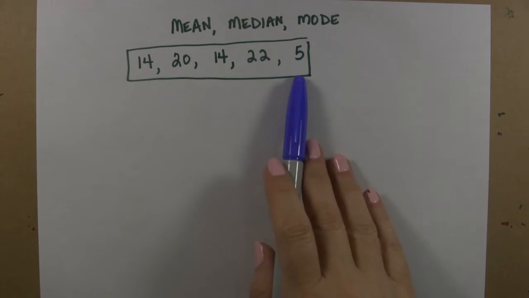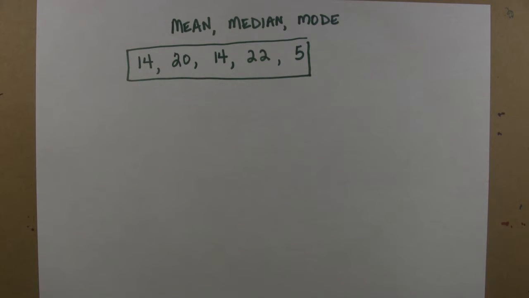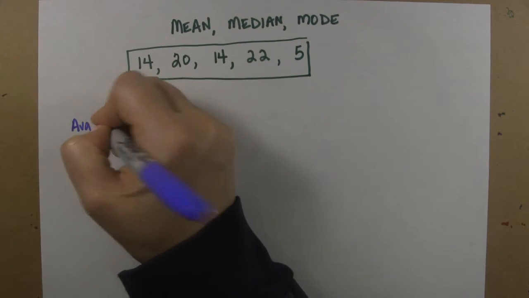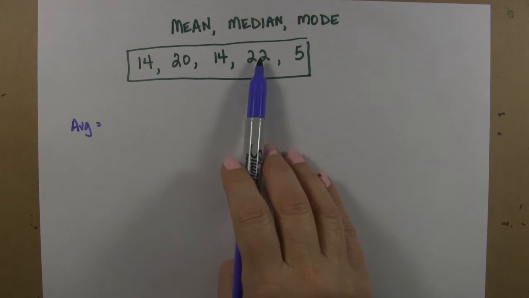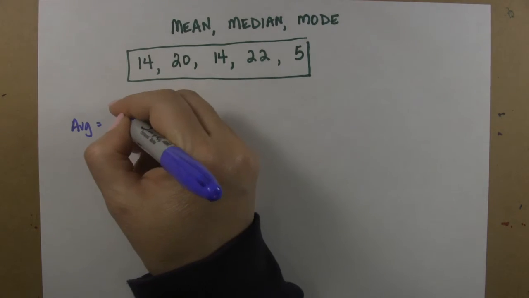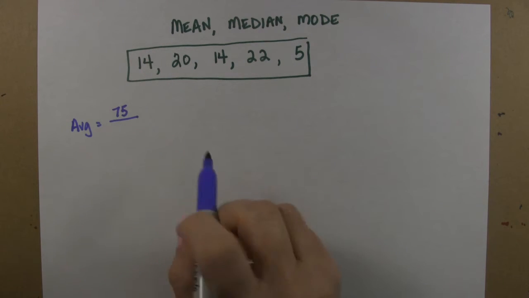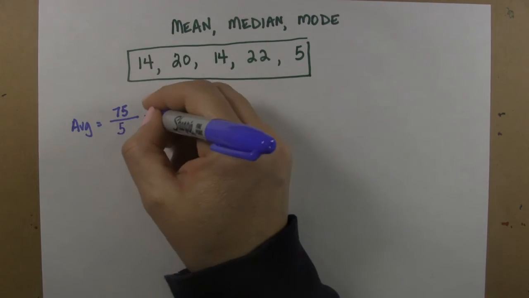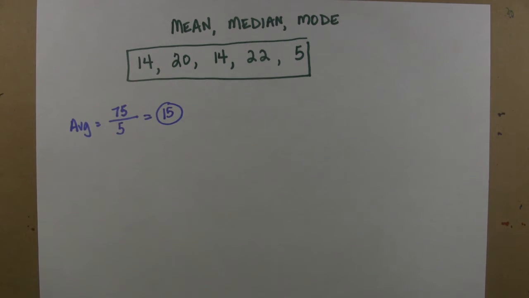So here's an assortment of numbers: 14, 20, 14, 22, and 5. If I were to ask you to calculate the average of those numbers, how would you go about doing that? Well, you remember that you add them up, so 14 plus 20 plus 14 plus 22 plus 5 is going to equal 75. And then you divide that by the number of terms you just added, 1, 2, 3, 4, 5. So you divide it by 5. And when you do that, 75 divided by 5 is 15. So the average of all of those numbers is 15.